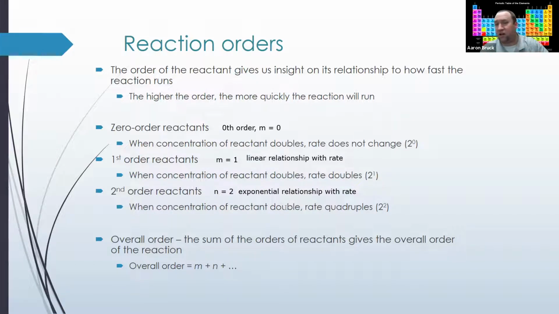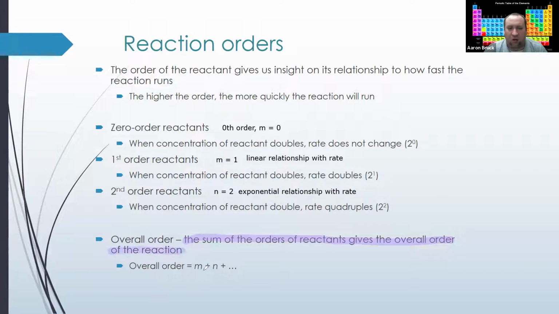So if our reaction concentration doubles, the rate doubles or quadruples. If our concentration triples, then the rate triples, or 3 to the second, goes up by a factor of 9. We can determine the overall order of reaction by simply taking the sum of all of the orders for a given rate law.